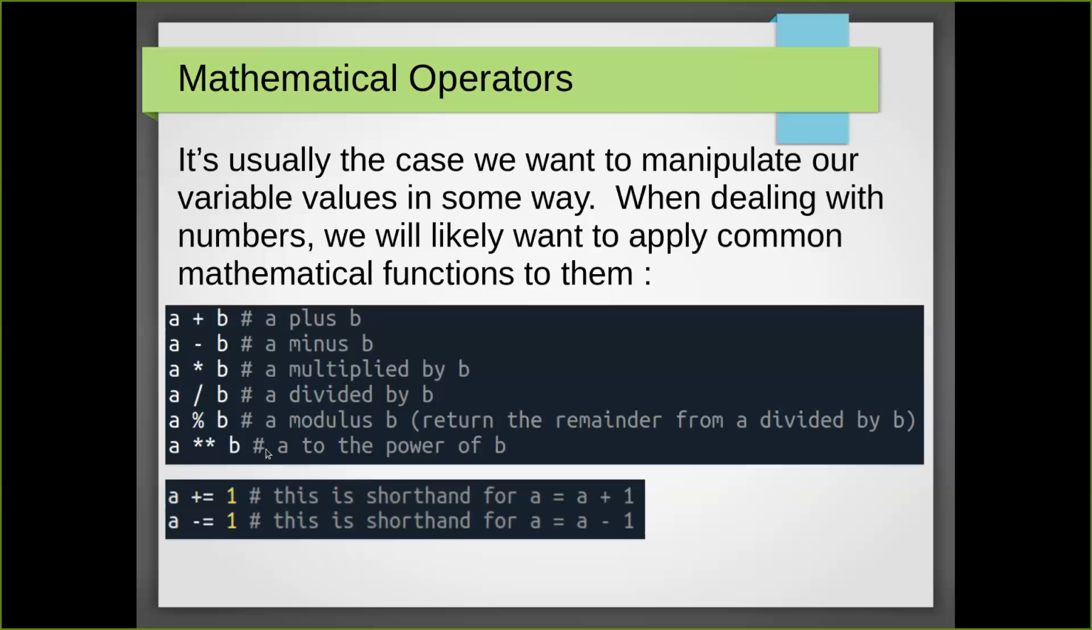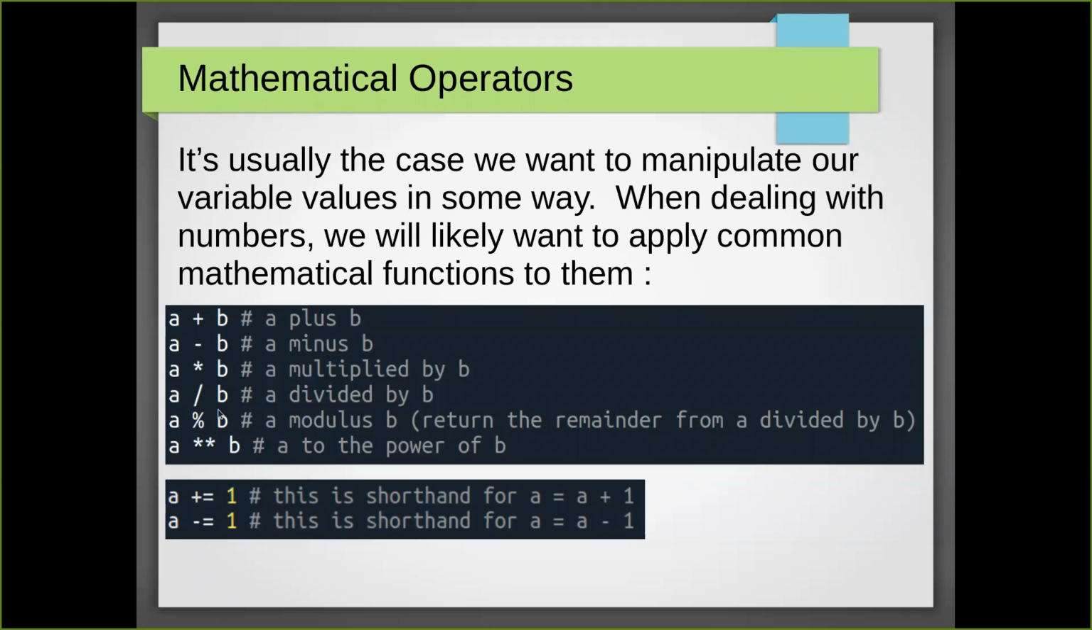I'll come back to modulus in a moment. If we want to say a to the power of b, like 3 to the power of 2, for example, then we use a double asterisk to say a to the power of b. And that's how we essentially give something to the power of something else.